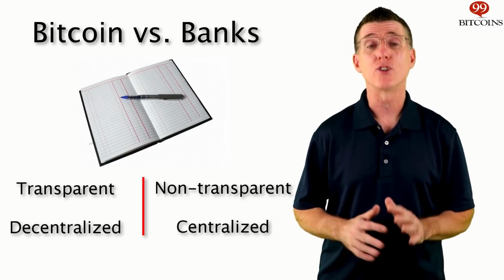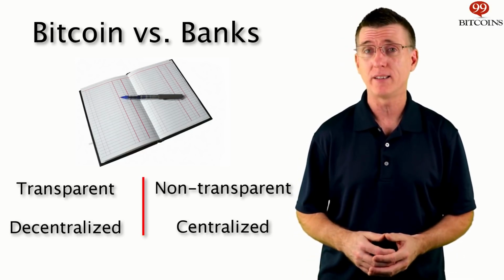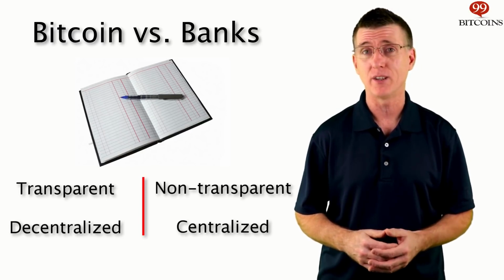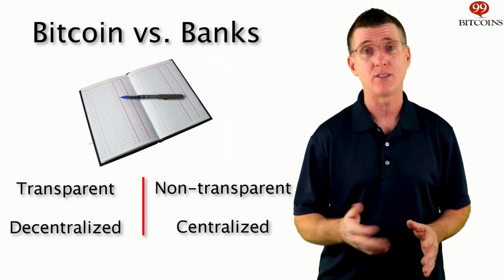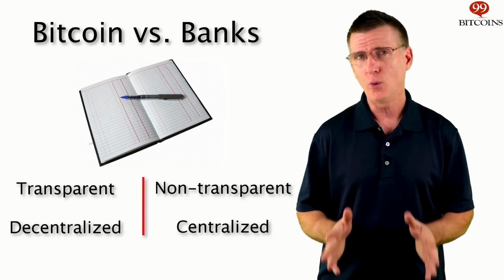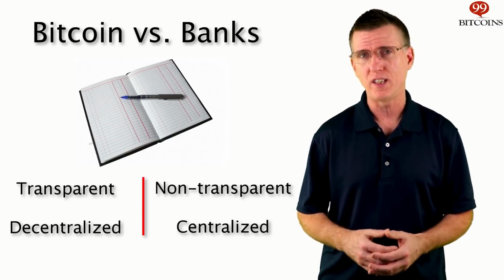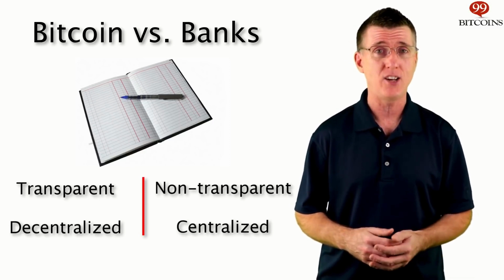Bitcoin, on the other hand, is a transparent ledger. At any point in time, I can sneak a peek into the ledger and see all of the transactions and balances that are taking place. The only thing you can't figure out is who owns these balances and who is behind each transaction.